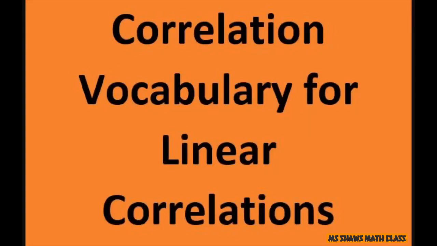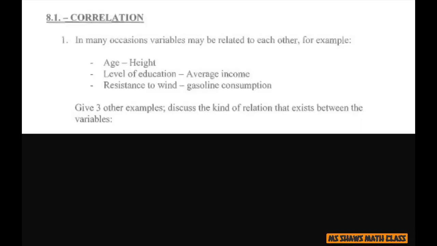Everyone, this video is just a vocabulary for correlation, in particular linear correlations. So basically, a correlation. On many occasions, variables can be related to each other. For example, age with height, level of education with average income, resistance to wind, and gasoline consumption.